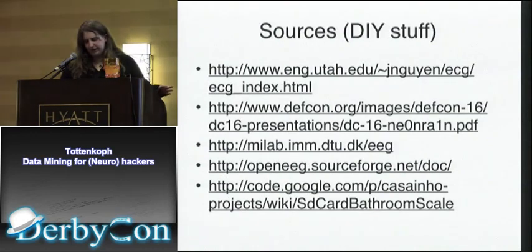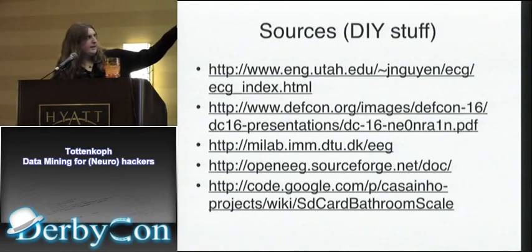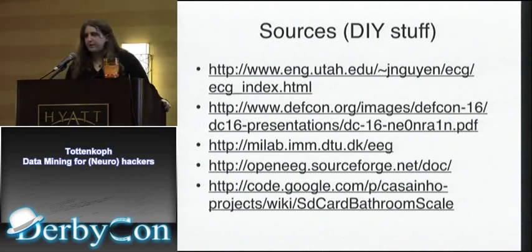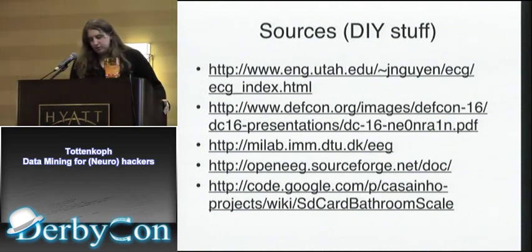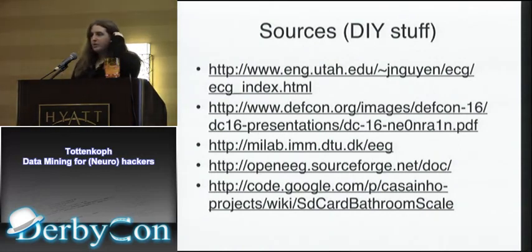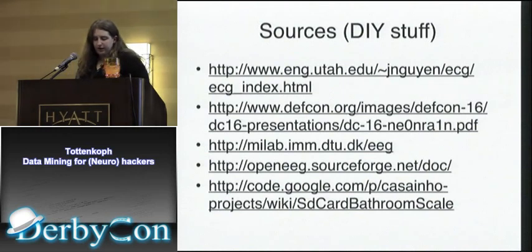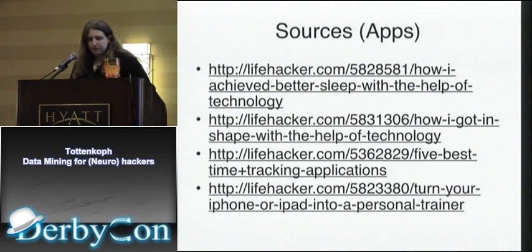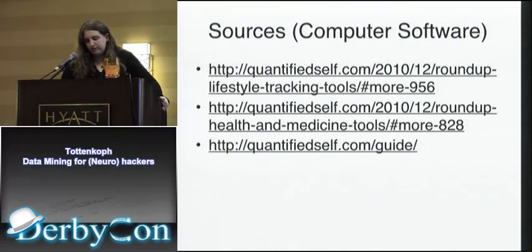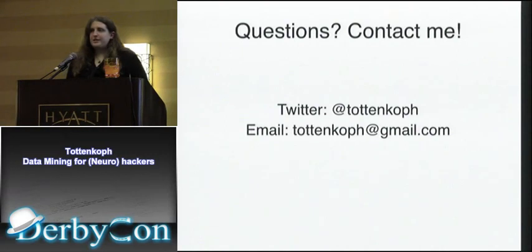This DIY stuff. The top one is the guy who made the do-it-yourself ECG for under $50. I stole quite a few ideas from Neon Rain, because she's been doing a lot of stuff with EEG and EKG. The Open EEG project from SourceForge and the Google Code page. All the apps I stole from Lifehacker lists about 2 weeks ago. Computer software is the Quantified Self website. Okay, any questions?